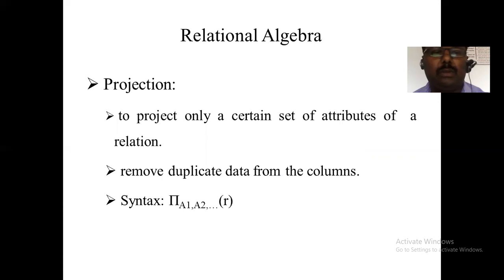Next is projection, to project only a certain set of attributes. What is the difference between selection and projection? Through selection we get rows, but in the projection operation we get columns, projecting only a certain set of attributes of a relation. When it retrieves a column, it also performs another operation, removing duplication from the column. Here we are going to use the symbol pi. Pi A1, A2, where A1, A2 are attributes, the columns or data fields, of a relation.